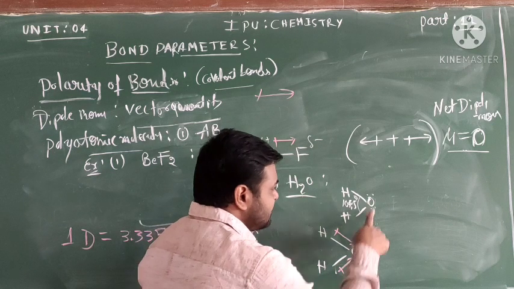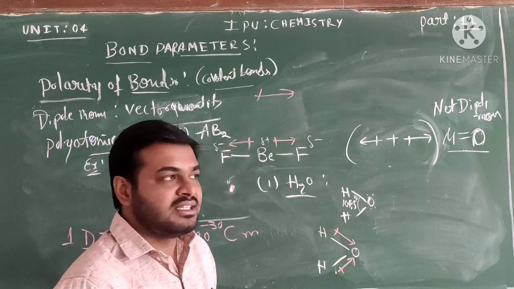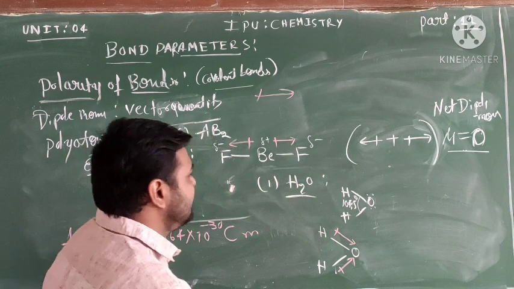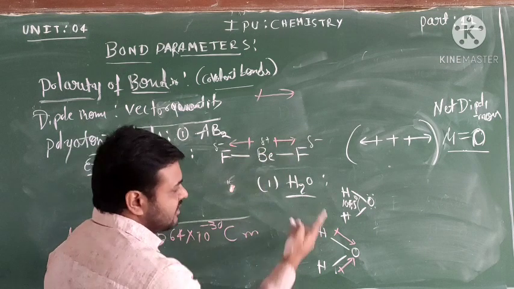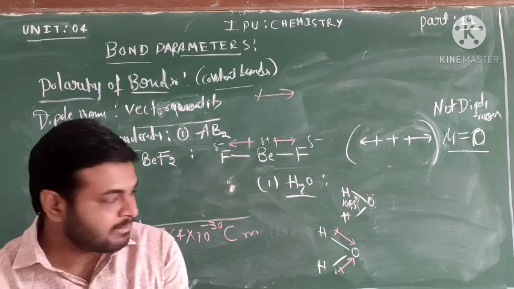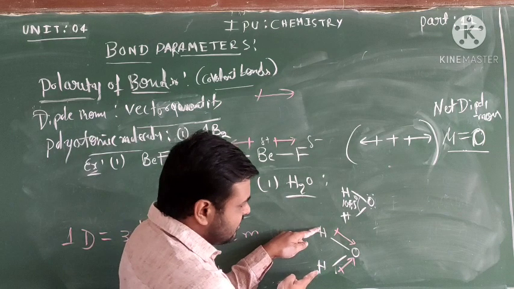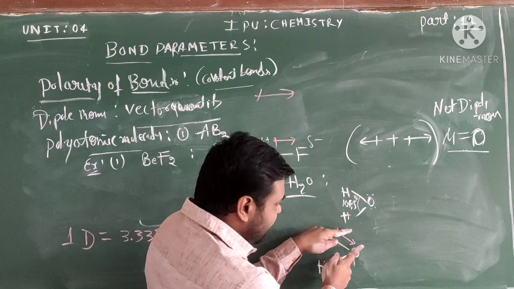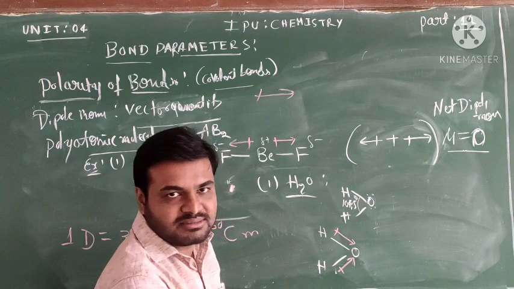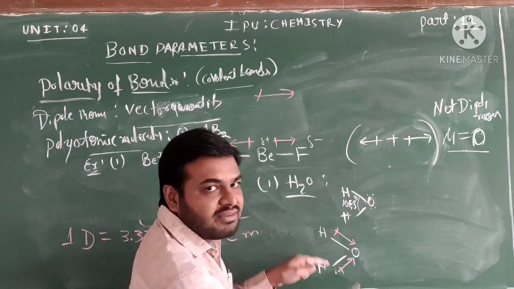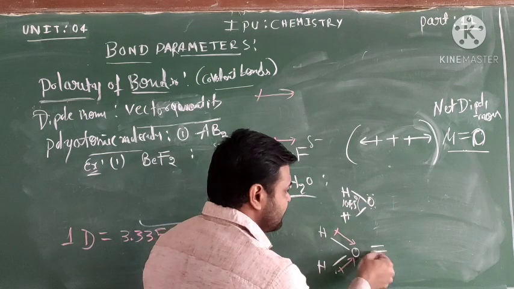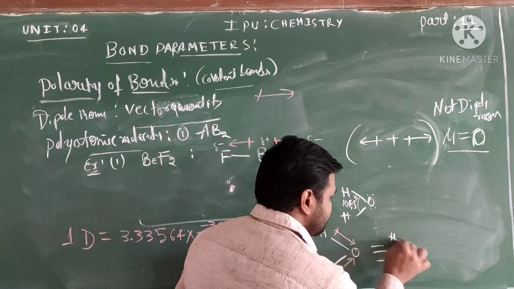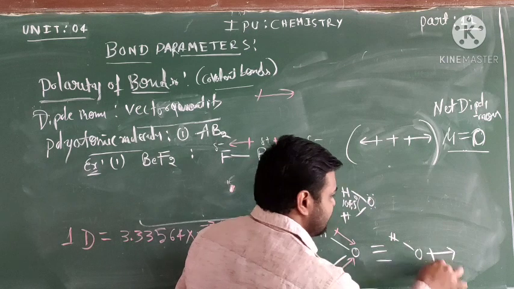So in the presence of lone pairs of electrons, observe here. In this case, the two hydrogen atoms move towards the oxygen atom, and with the presence of lone pairs of electrons, the dipole moment is not cancelled. It moves towards the net dipole moment.